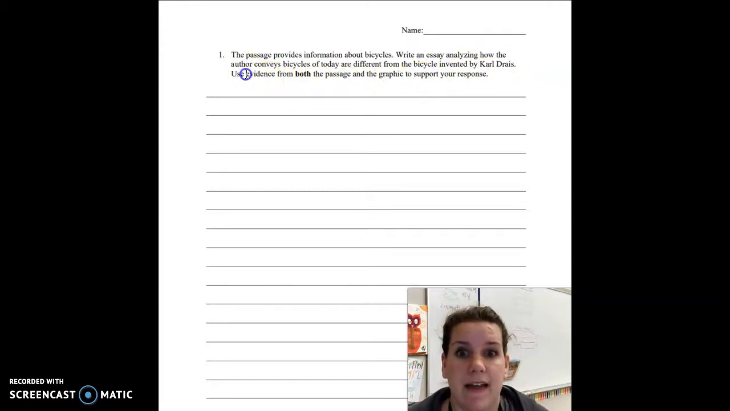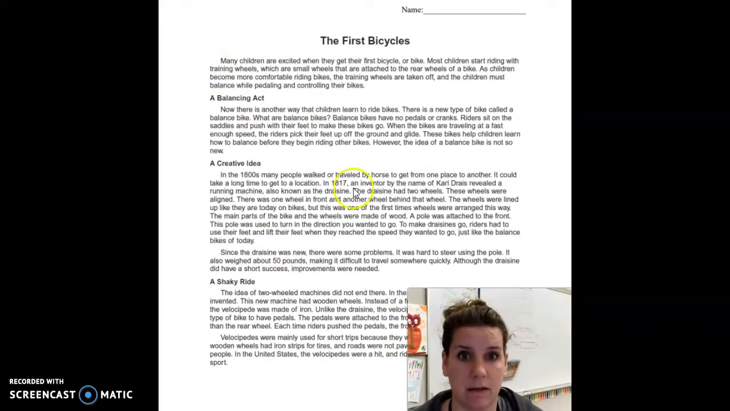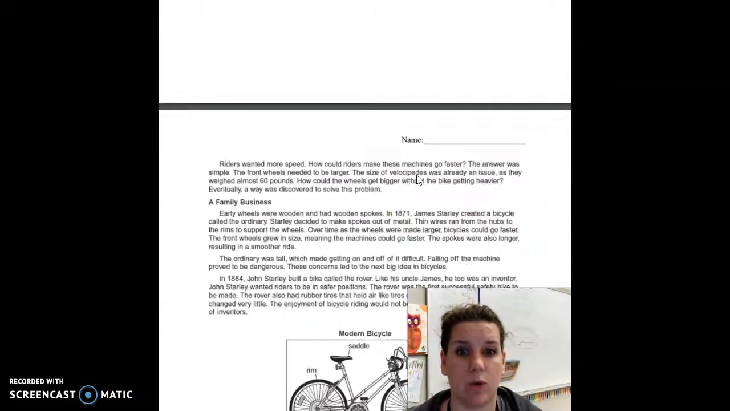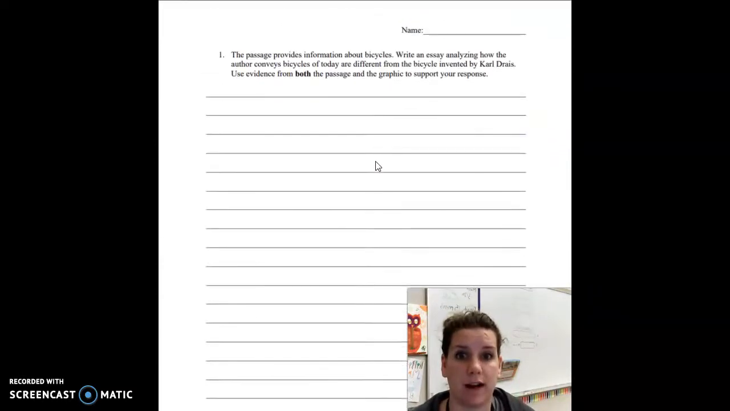It also says use evidence from both the passage and the graphic. So the graphic is that picture. So now that we've gone over our prompt, you want to go back, you want to start reading, highlighting, underlining, circling anything in the passage or anything in the graphic that's going to help you fill out your graphic organizer. So your next step is going to be filling out your graphic organizer, and then writing your entire TDA and submitting it on Schoology. Okay?